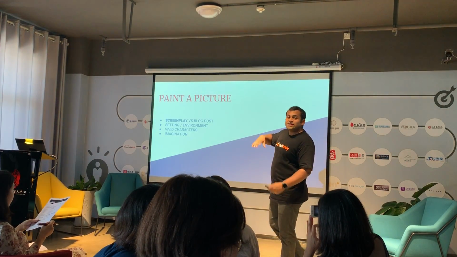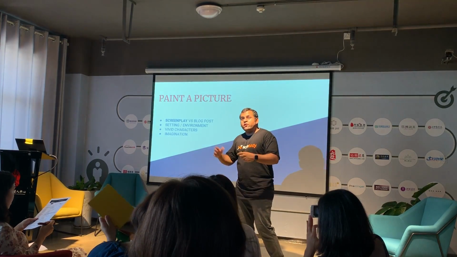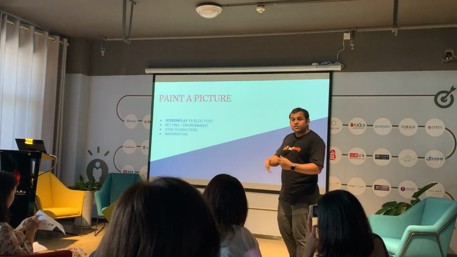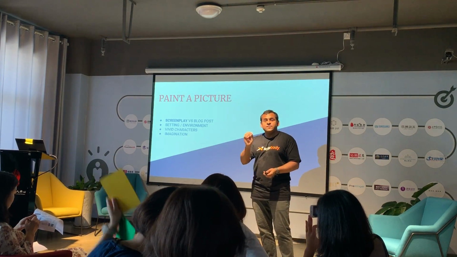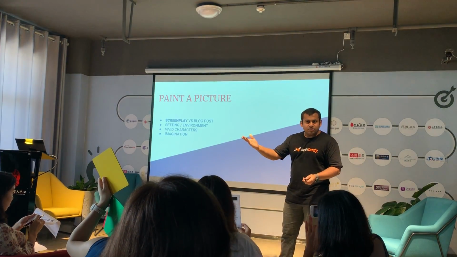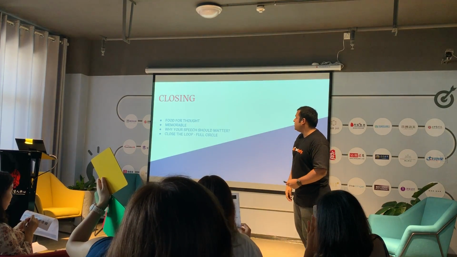And what you do is first set the environment. So you have to explain that the wind was blowing, music started playing, that's like setting the environment. And vivid characters, you have to explain the characters. Add something interesting about each of them. And let people imagine. Don't explain every single thing, let them imagine what they want.